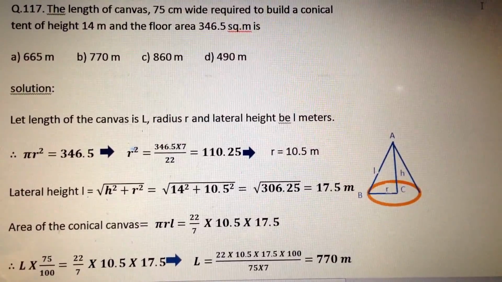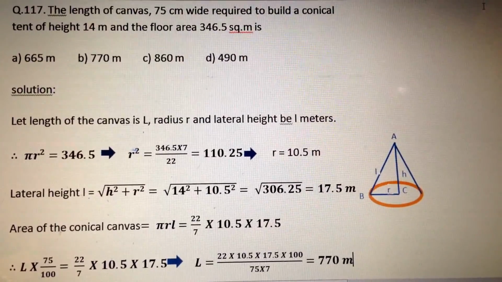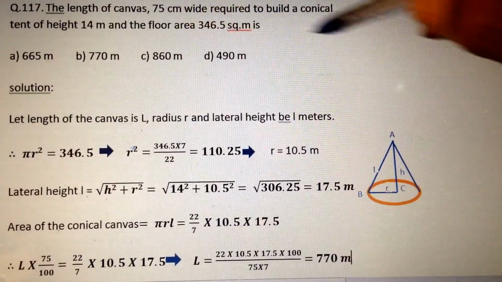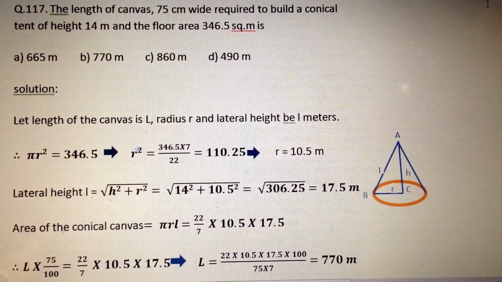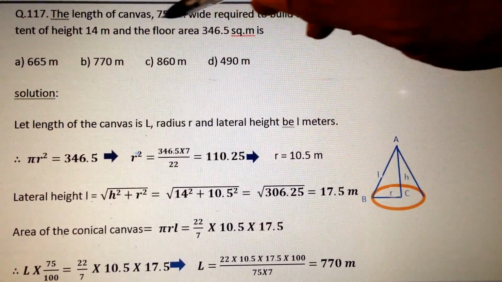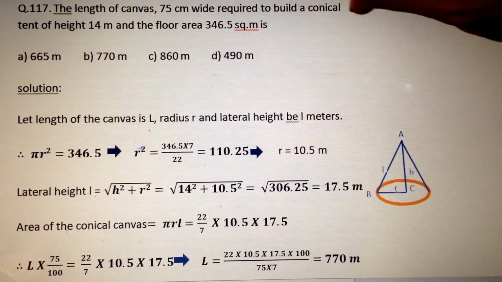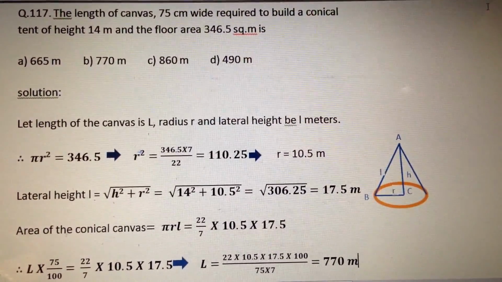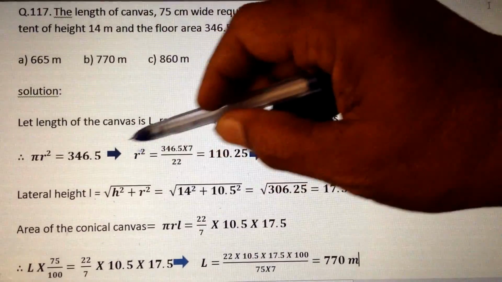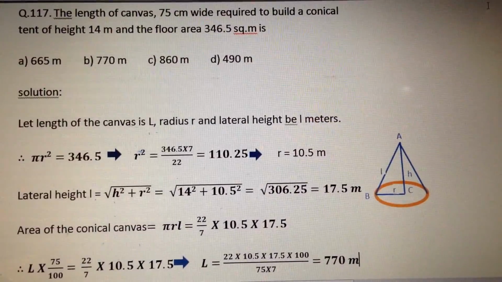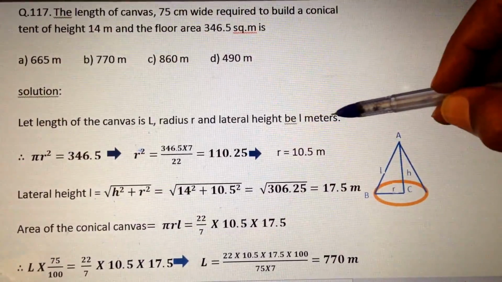Here, if you read the question carefully, the rectangle canvas is built into a conical tent. So the rectangular canvas length is not given here, but the width is given as 75 centimeters. Now let us assume the length of the canvas as capital L, and radius R and lateral height be L meters.